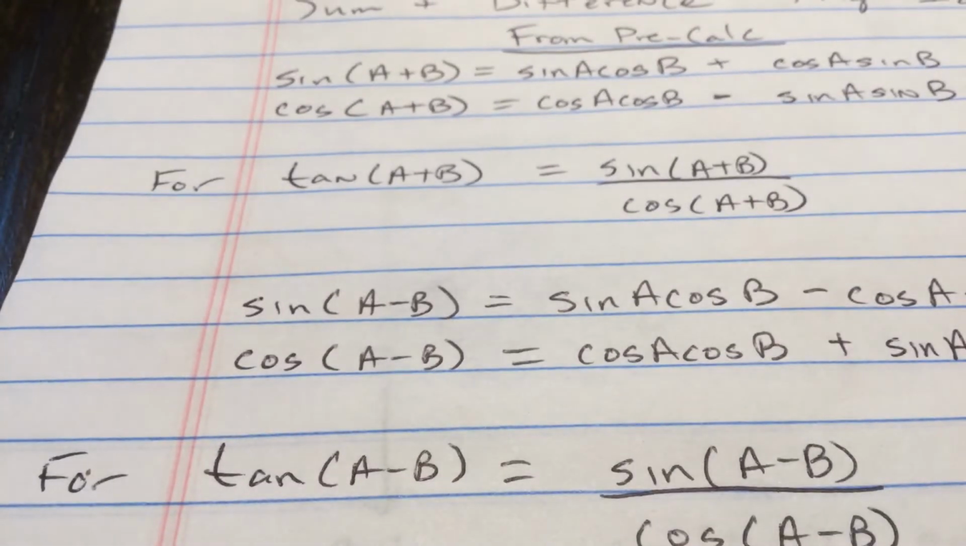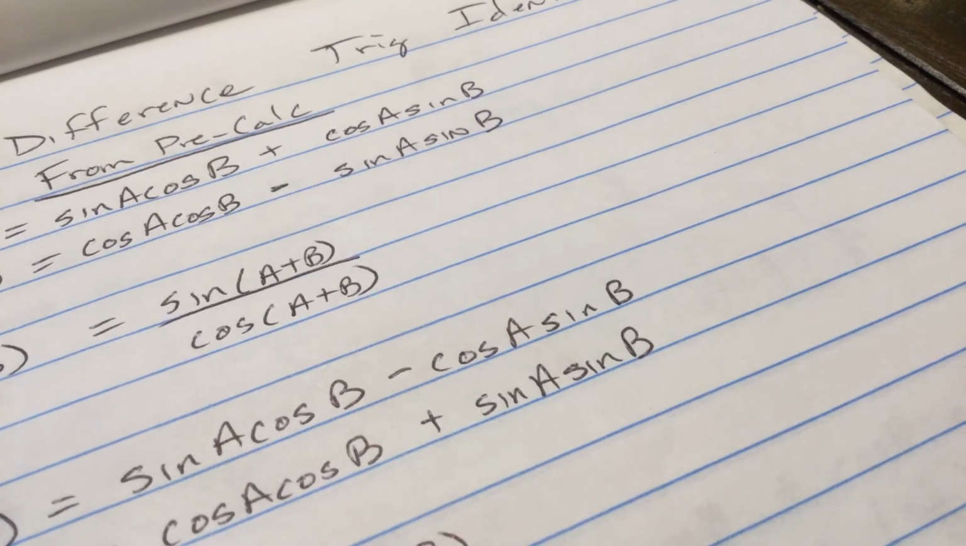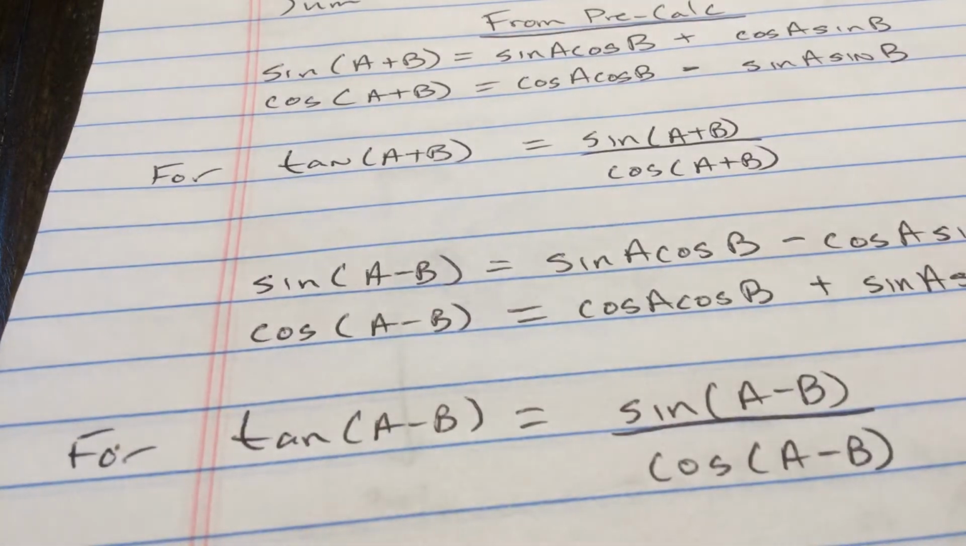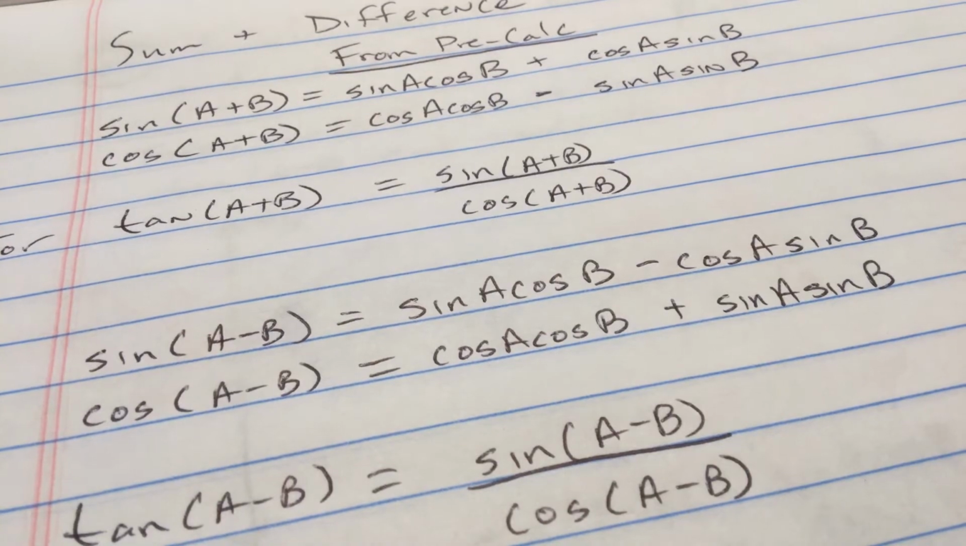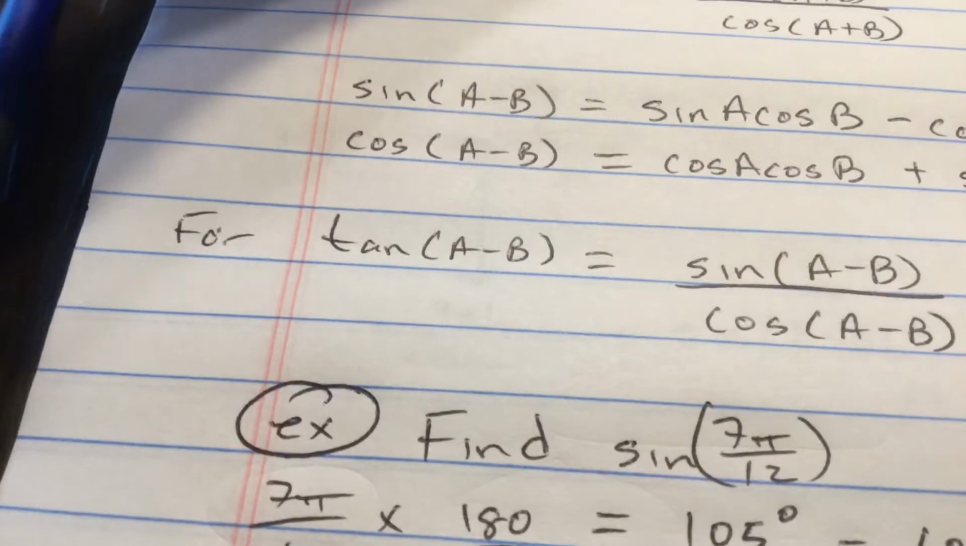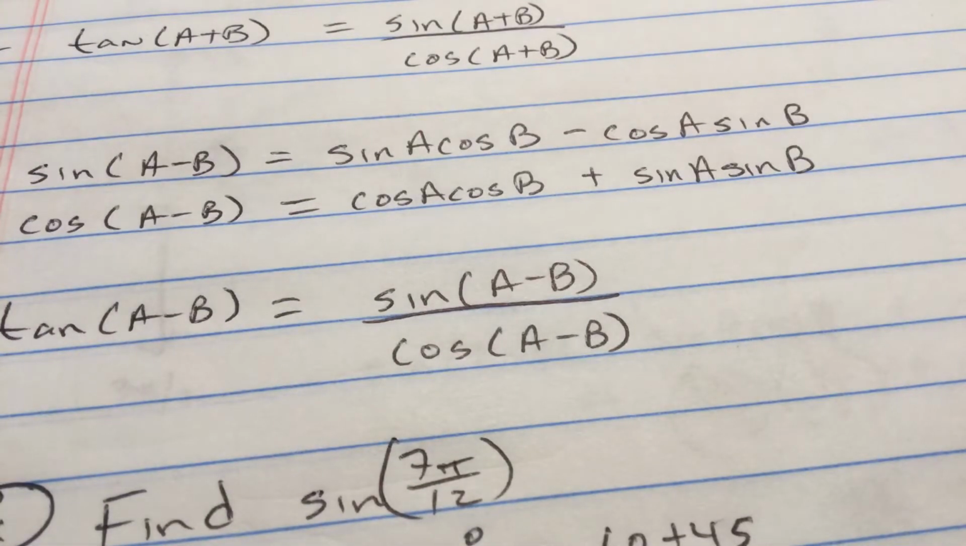Now the difference ones. Sine of A minus B is sine A cosine B minus cosine A sine B. Cosine of A minus B is cosine A cosine B plus, so it's opposite there, sine A sine B. And then tangent of A minus B is sine of A minus B divided by cosine of A minus B.